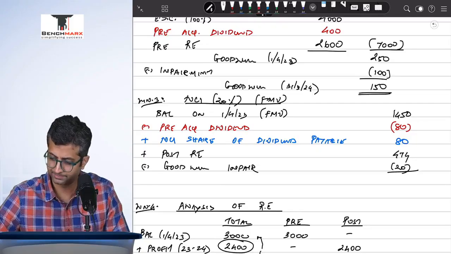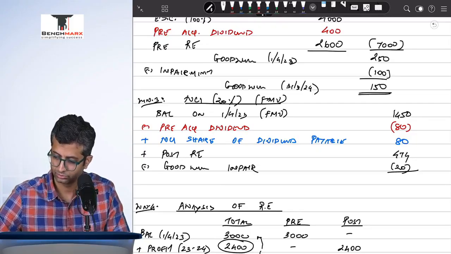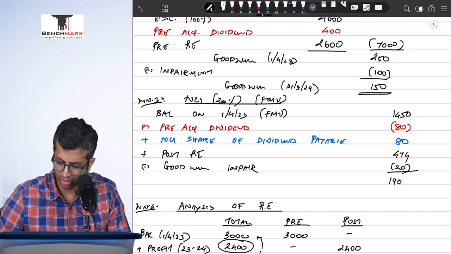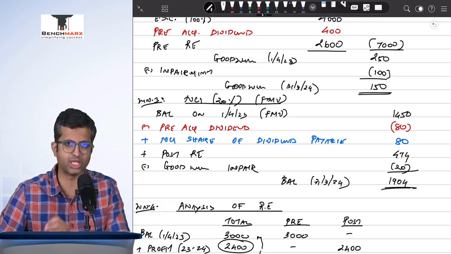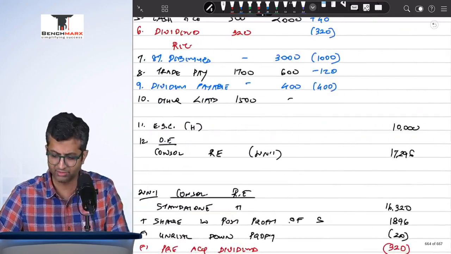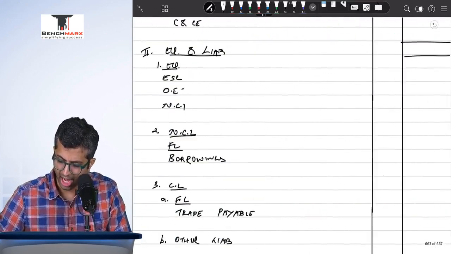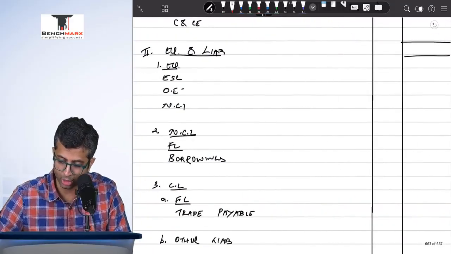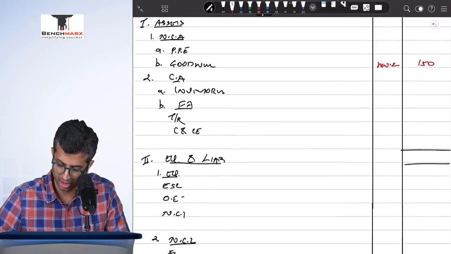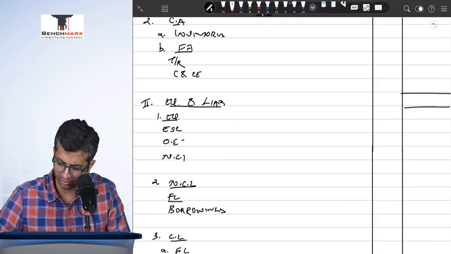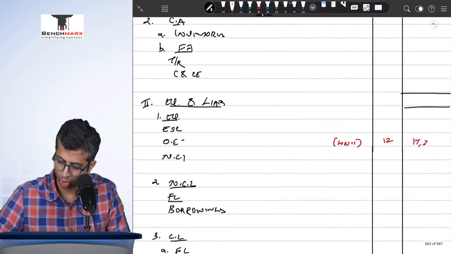So how much do we get? Is it 1904? Okay, so this is your NCI balance. Again, on 31st March 24, you have started with the NCI as on the acquisition date and then added the post-acquisition profits and losses, if any. So this will be around 1904. And then you will post these three crucial numbers. Goodwill from working note number 2, 150. Consolidated other equity, from working note number 1, this is 17,296. And NCI from working note number 3, this is 1904.